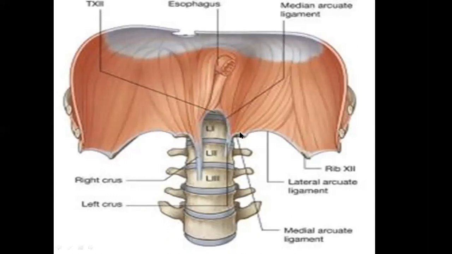This one is the medial arcuate ligament. This one is the median arcuate ligament. The median arcuate ligament connects the two cruras. I hope that's the difference. What is the median arcuate ligament and what is the medial arcuate ligament? Clear? Clear now?